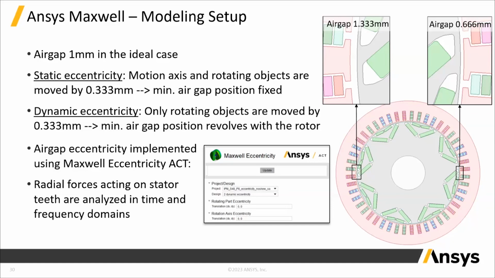Eccentricity has an impact on most of the machine performance parameters, including, for example, torque and back EMF, but most importantly, it impacts the radial forces. Next slide, please.